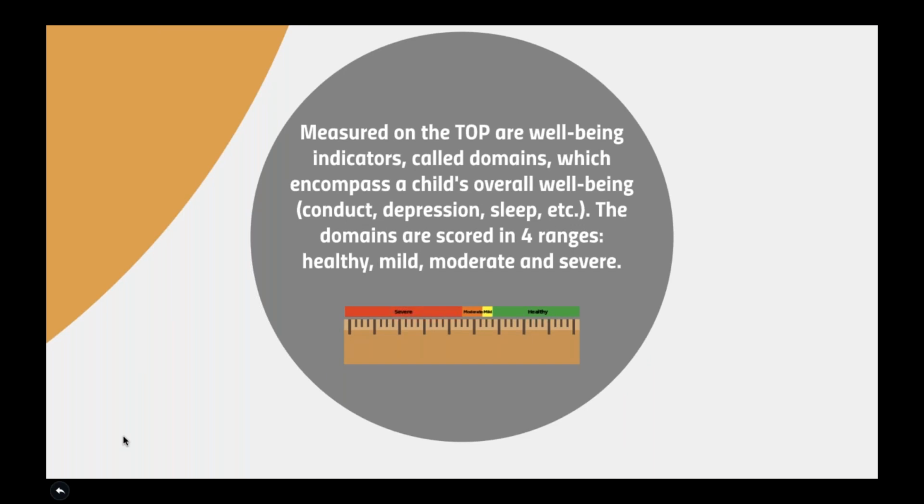So as I mentioned, the TOP measures well-being and measures well-being indicators, which we call domains. So these are areas in the child's life and behaviors that look at a child's well-being and help us to understand how the child is doing, whether it's with conduct, whether they're behaving appropriately with friends, if they're acting depressed, or if they're reporting themselves as being depressed. All of these different things are scored on a multi-rater report, which we'll take a look at in a little while. And they are plotted in the ranges healthy, mild, moderate, and severe.